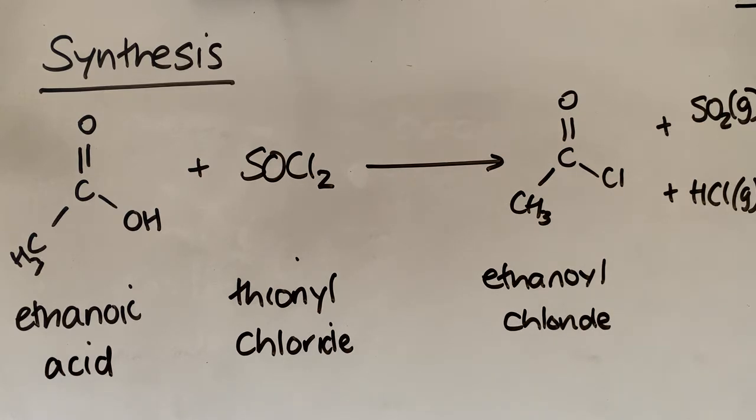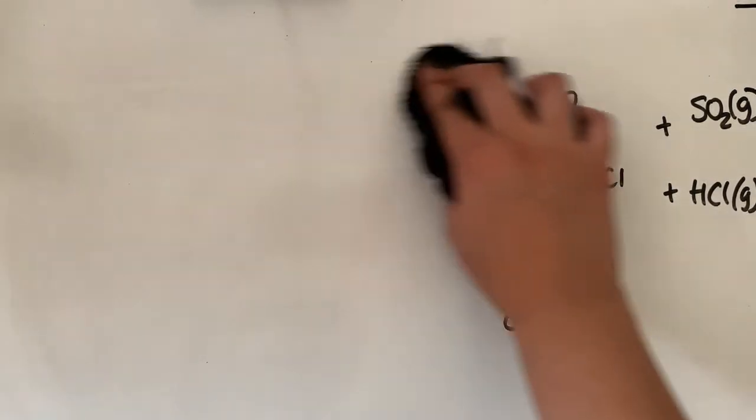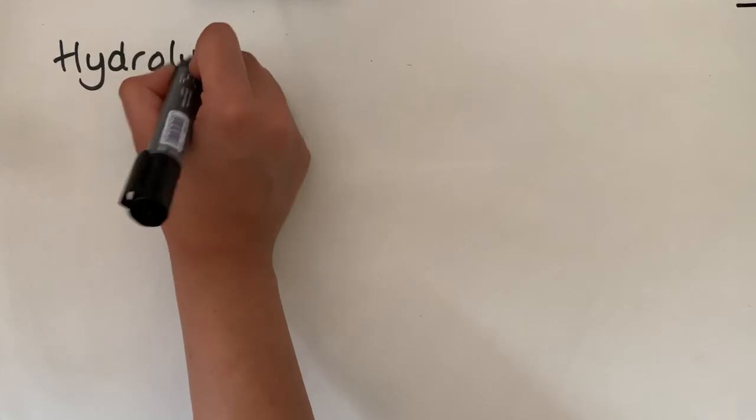And given that we class acyl chlorides as a carboxylic acid derivative, and the definition of a carboxylic acid derivative is one that can be hydrolyzed to form the parent carboxylic acid, I'm just going to show you how the acyl chloride we've just made can undergo hydrolysis. So hydrolysis is the breakdown in the presence of water, and how the hydrolysis of the acyl chloride we just made can form back the parent carboxylic acid.